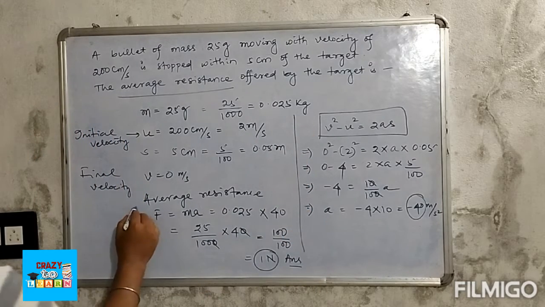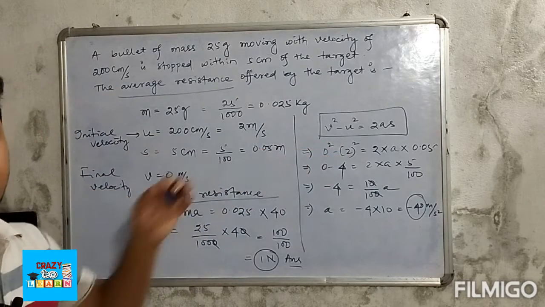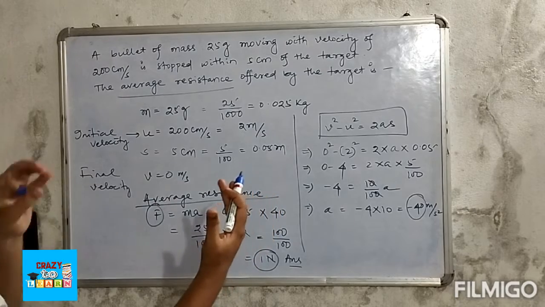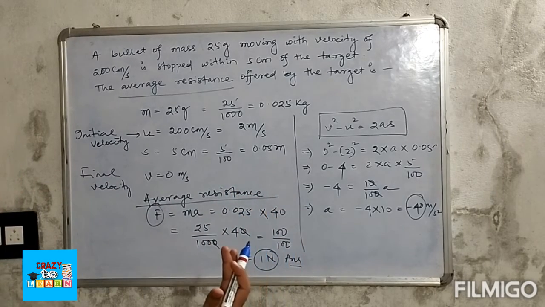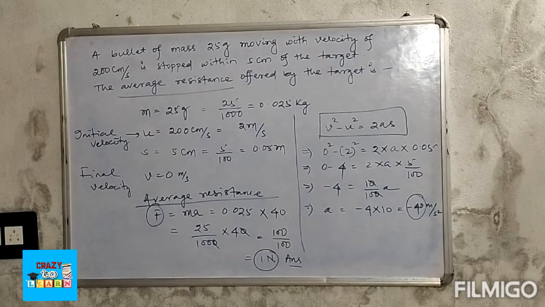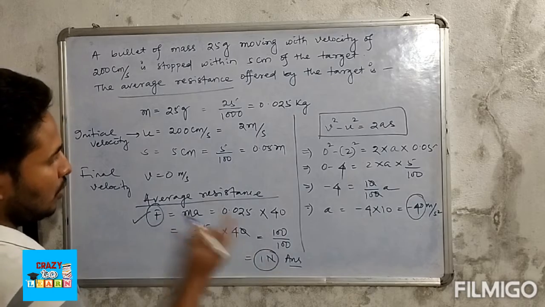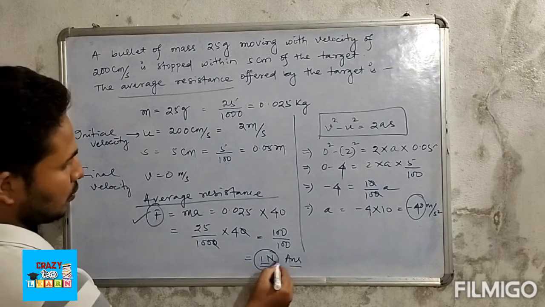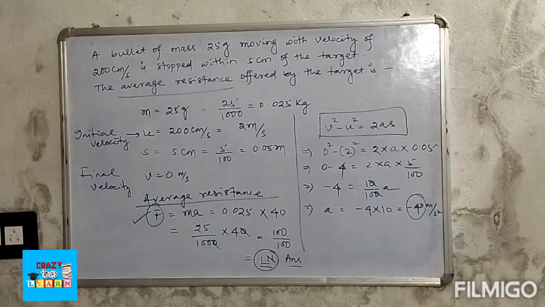So what is the average resistance offered by the target? What is the average resistance offered by the target? The average resistance offered by the target F is equal to ma, which is equal to 1 Newton. Clear? So the answer is 1 Newton. Clear?